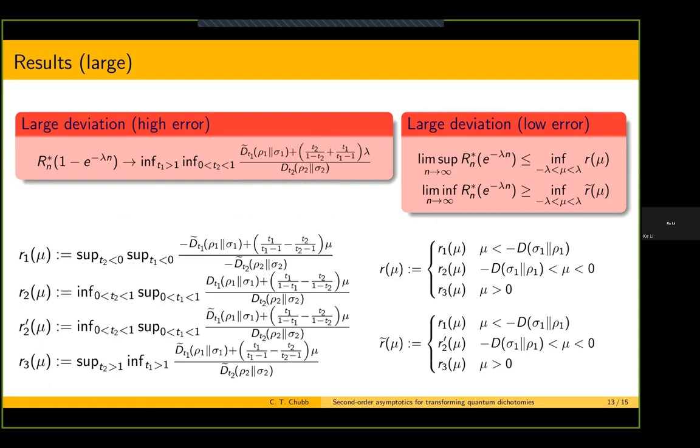Okay, I see. So also for the high error case, the result on the left side, you also need rho 2 and sigma 2 to commute. For achievability, yes. For optimality, no. Right, so here we have an upper bound and a lower bound. The upper bound is general. Yes, I understand that. It looks very interesting. Okay, thank you for the answer.